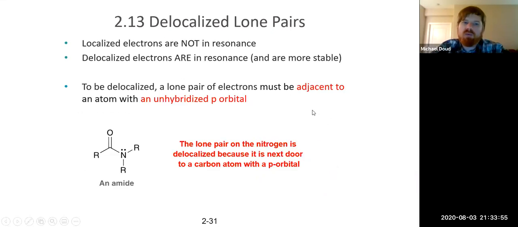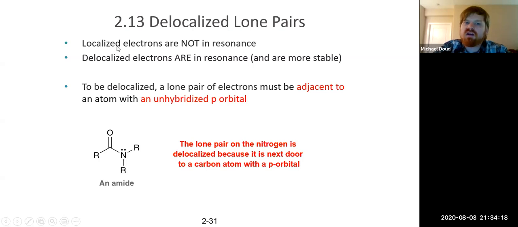Okay, a couple more things. One thing we want to note is that we have these delocalized lone pairs. So localized electrons, that's a lone pair that's not involved in resonance. That's localized on a single atom. So think of water, H2O. The oxygen there has 2 lone pairs. Those are localized. They're not delocalized at all.